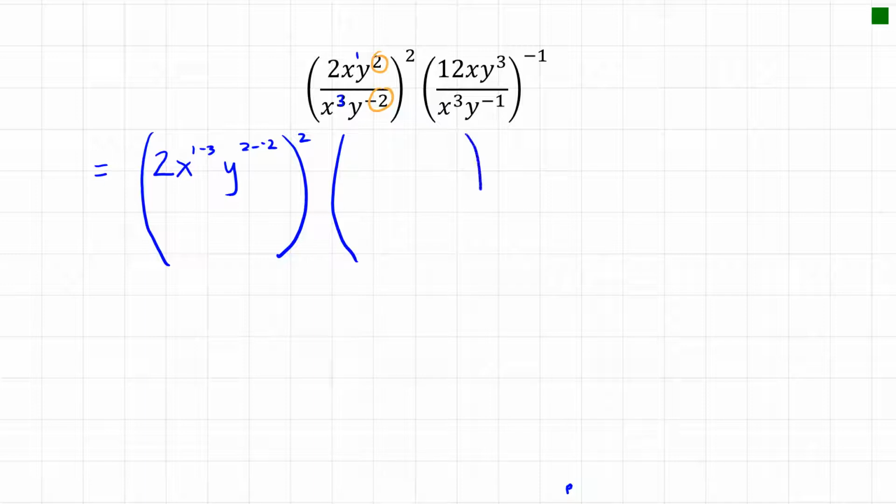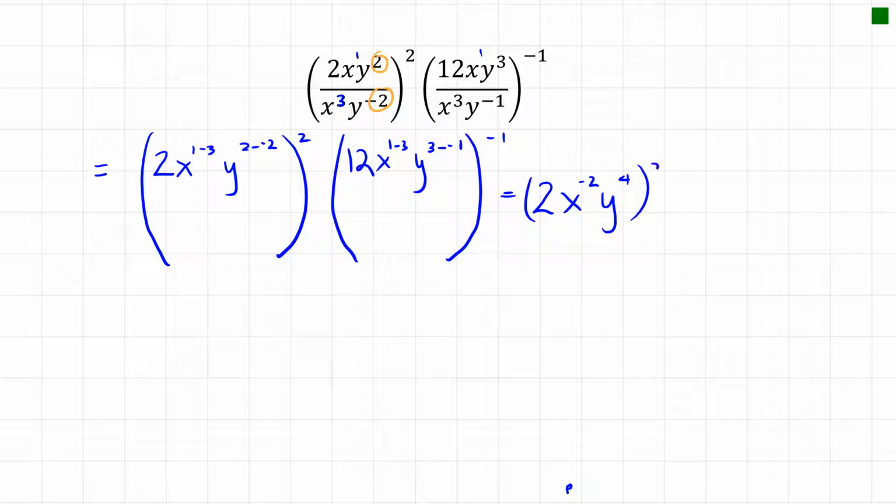Doing the same thing with the next bracket, I've got 12 and x to the 1 minus 3 and y to the 3 minus negative 1, all to the power of negative 1. So let's simplify all of that. So that's 2x to the negative 2, y to the 4th, all squared, and 12 x to the negative 2, y to the 4th, to the power of negative 1.